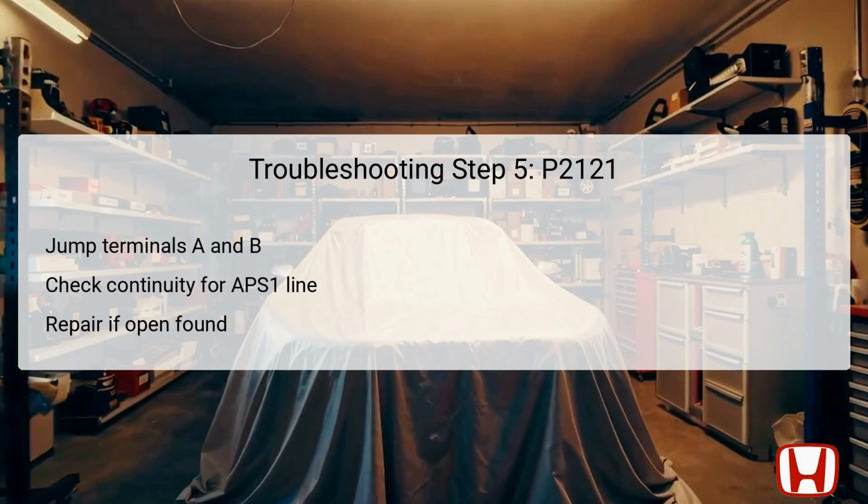Step 5 involves connecting terminals A and B of the APP sensor 6P connector with a jumper wire, while keeping the PCM connector and the APP sensor 6P connector disconnected. This is done to check for continuity in the APS1 line between the PCM and the APP sensor. When continuity exists, it confirms that the APS1 wire is functioning correctly, allowing you to move to step 6.